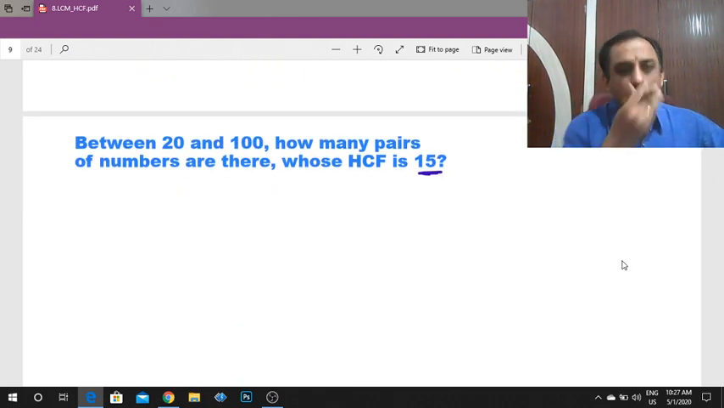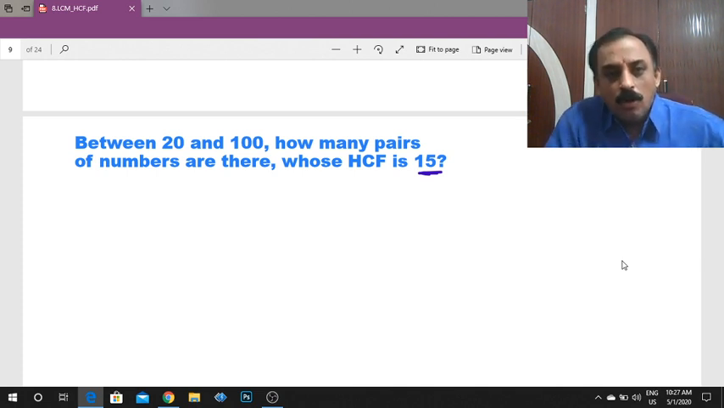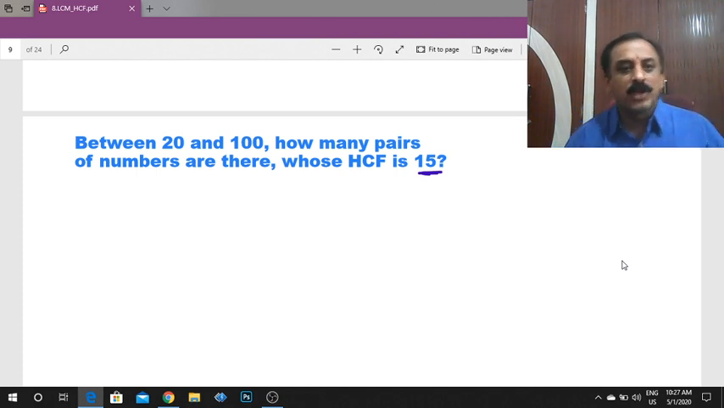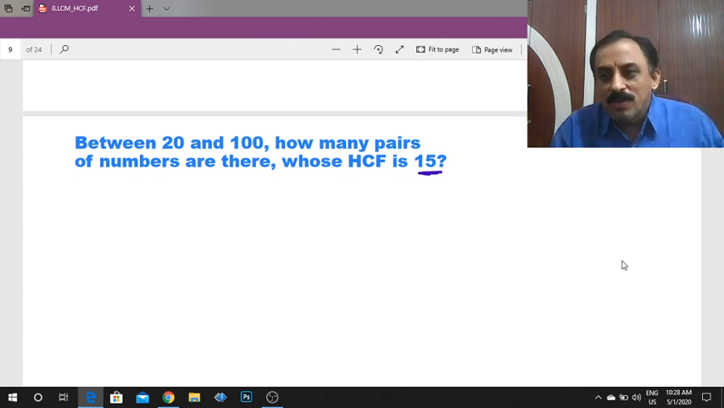Okay, now next question. Between 20 and 100, how many pairs of numbers are there whose HCF is 15? Between 20 and 100 means from 21 to 99. Take 21 and 21. What is the HCF of 21 and 21? The HCF of 21 and 21 is not 15. 21 and 22 is not 15.